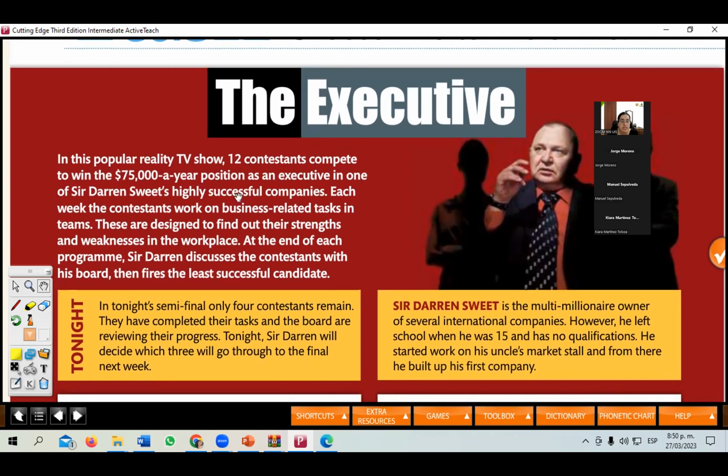Successful, exitoso, right? What else is new? Strengths. Maybe tasks. Tasks, tareas. O actividades. Strengths, fortalezas. So if strengths is fortalezas, weaknesses, what do you think it is? Debilidades. Yes.